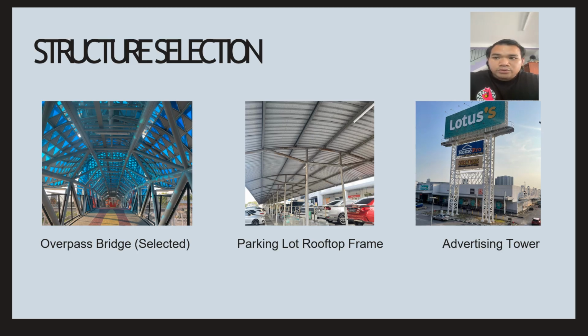Now we go to structure selection. First, we have the overpass bridge. Second, we have the parking lot rooftop frame. And third, we have the advertising tower. In this project, we chose the overpass bridge.